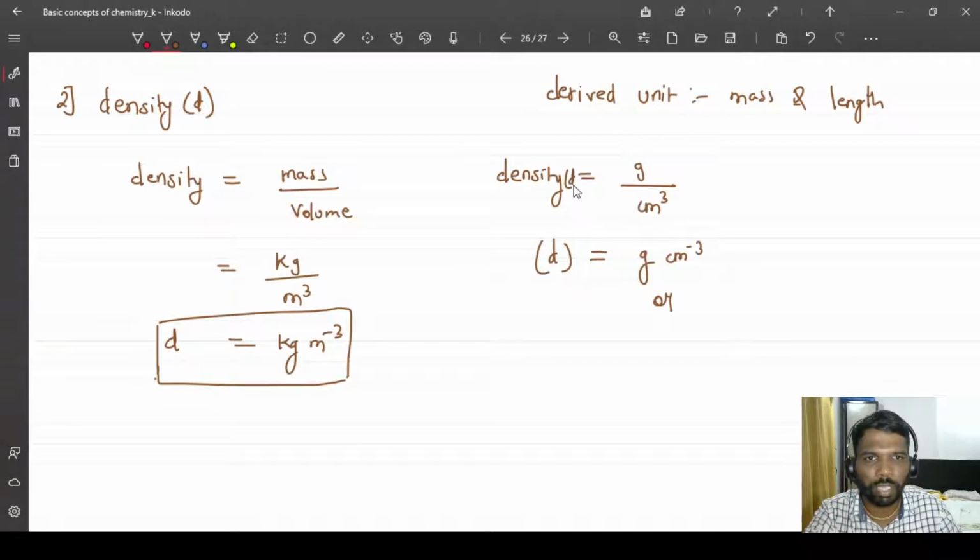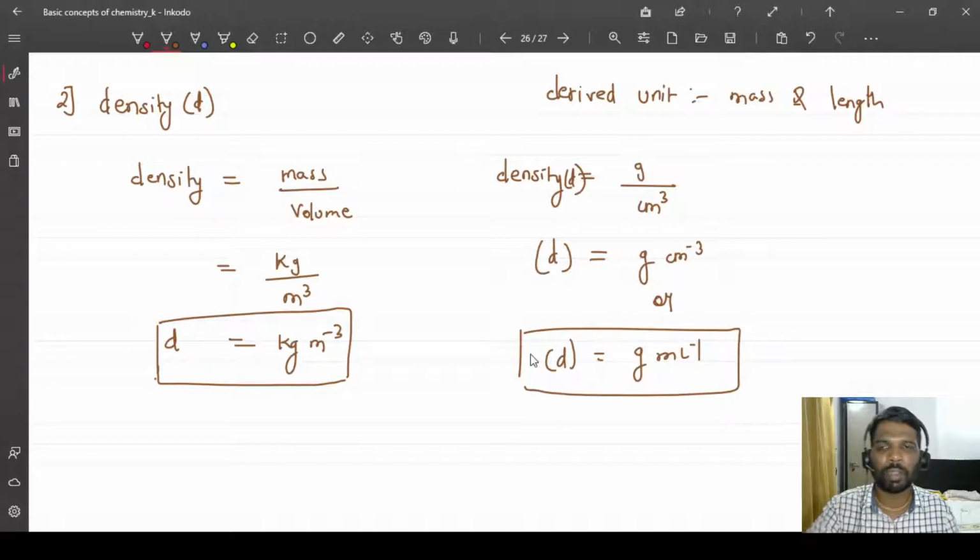I can express this as grams per centimeter cube, or I can also say that this density D is equal to grams per ml. So these are the units of the density. Density is not dependent on the quantity of the substance; it is dependent on the quality of the substance.